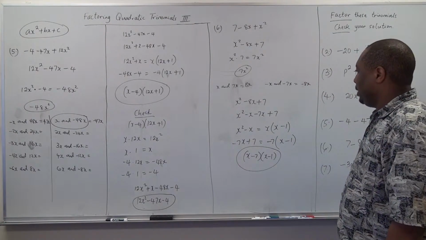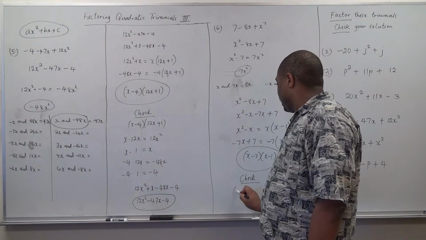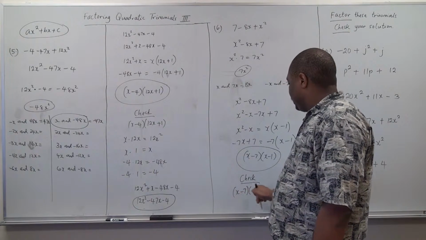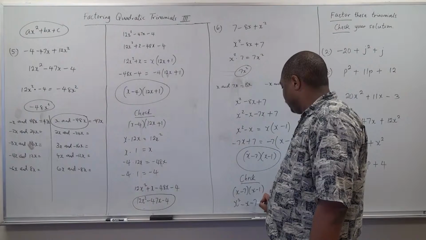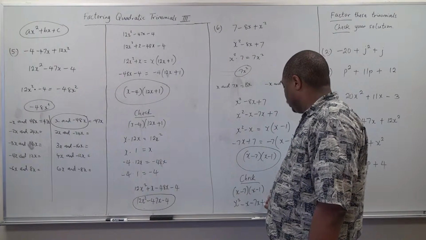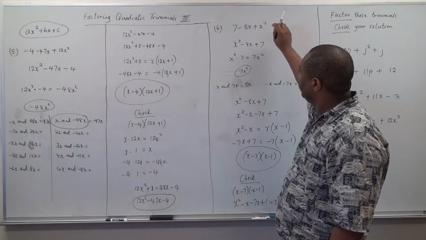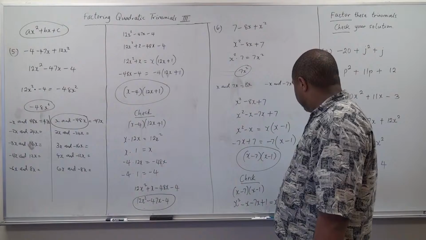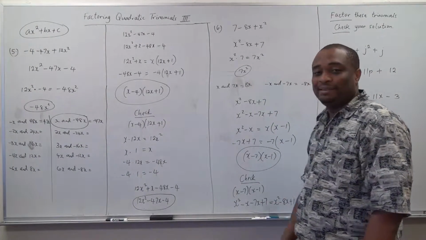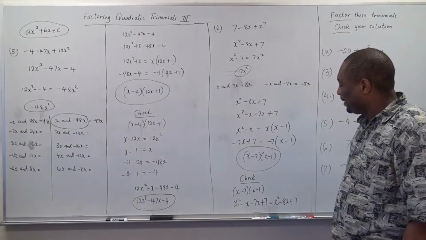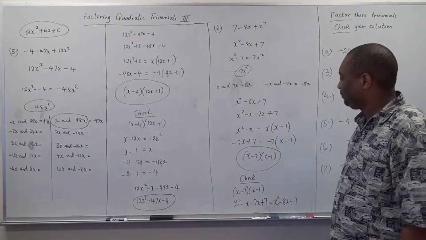Right? And then you now check your work. So when we check this, x minus 7, x minus 1, x times x is x squared, x times negative 1 is negative x, negative 7 times x is negative 7x, negative 7 times negative 1 is plus 7. And this will now give you x squared minus 8x plus 7. The same thing we got here. Right?